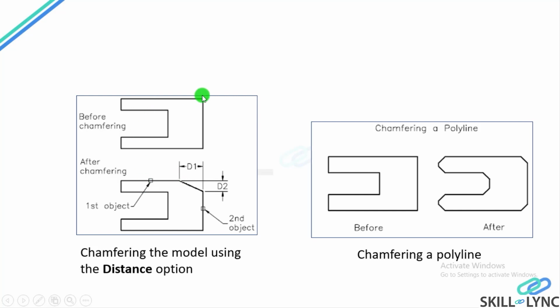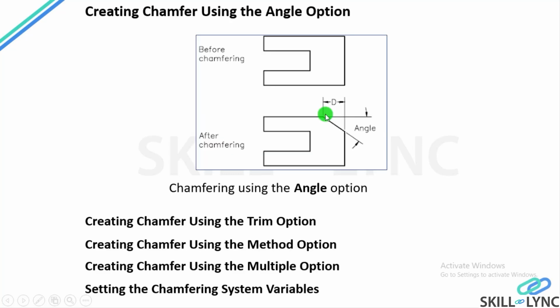That means if there is an object like this and you want to create a chamfer, you give the distance of the chamfer line. This is a chamfer line. You give the distance from the corner point to the start of the chamfer line, and the distance from the corner point to the end of the chamfer line. If you mention these two distances, the chamfer line can be created. But let's say you know distance 1, but you don't know distance 2. You can give the angle. Then also you can create a chamfer.